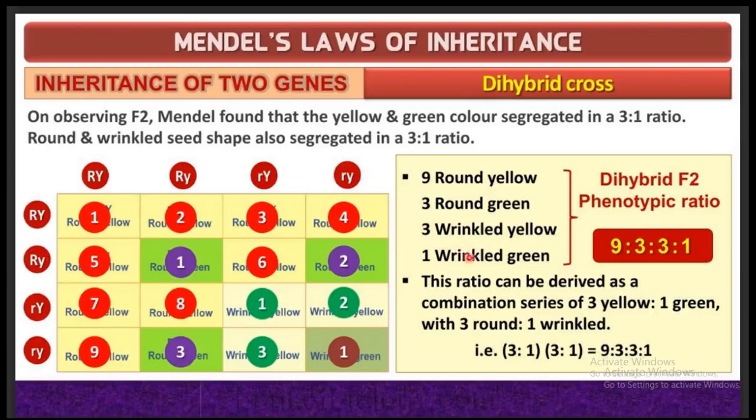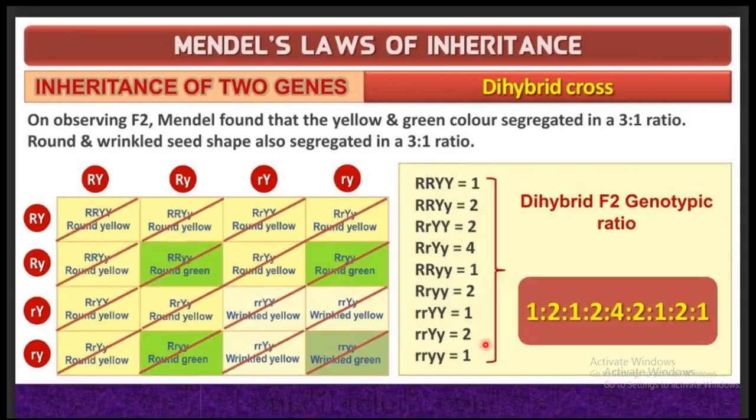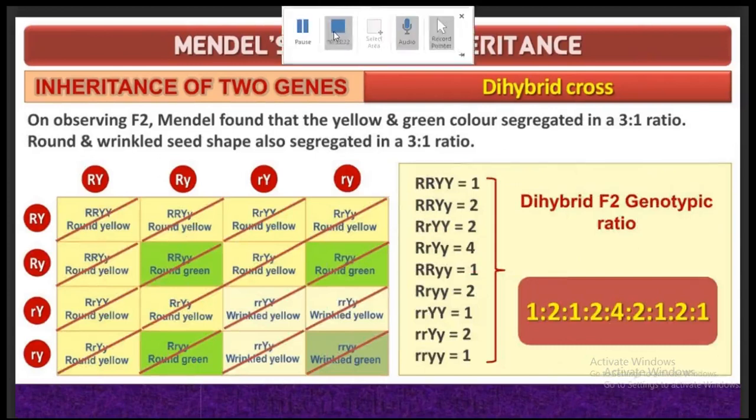See, this is the ratio we have just seen. And this is going to be the genotypic ratio. So that's it. We are done with Mendel's law of inheritance with a dihybrid cross. Hope it will be useful for you. Thank you.